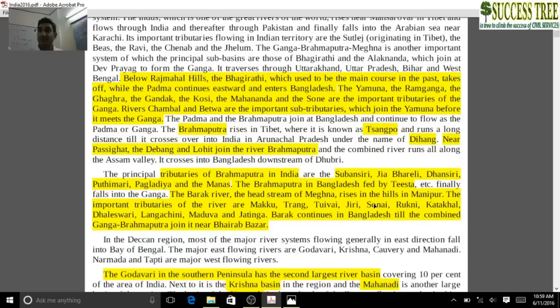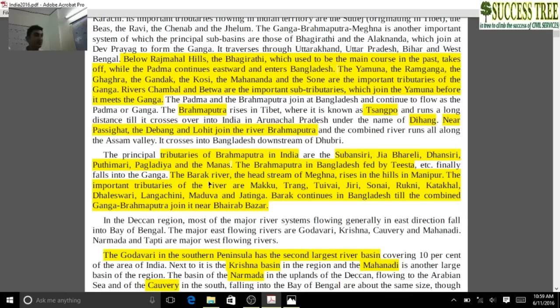Okay, Dhansiri. Again, no, it is coming from below. Again, left bank tributaries. Subansiri is the right bank tributary. So try to go through all these, locate these rivers in your atlas. Okay, you may not find all the rivers in your atlas, say Puthimari, Pagladiya, but certain rivers you can find, others you can remember.